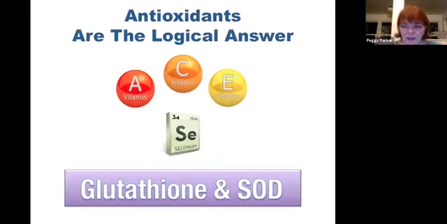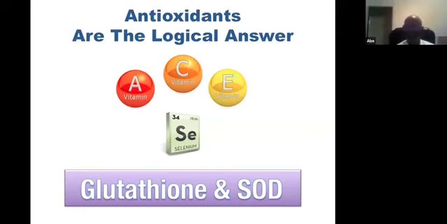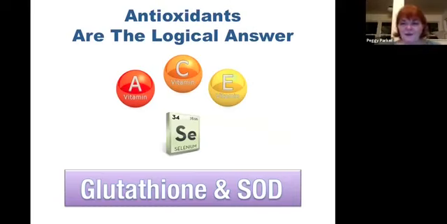So if oxidation is the problem, then antioxidants are the logical answer, right? So here are common antioxidants: vitamin A, C, and E. You all know about those. And selenium. And then there's something that our bodies produce on their own, which is glutathione and superoxide dismutase. Oh, well, anyway, it won't roll off my tongue right now, but we'll get there. So glutathione and SOD are produced by our body and used as antioxidants. So we can take in A, C, and E and selenium.